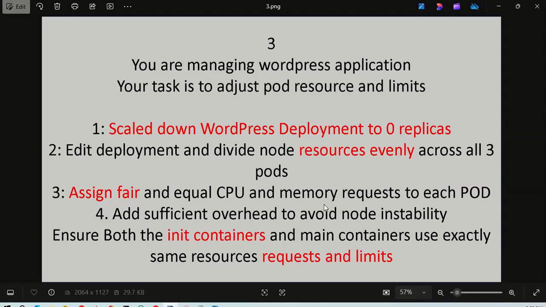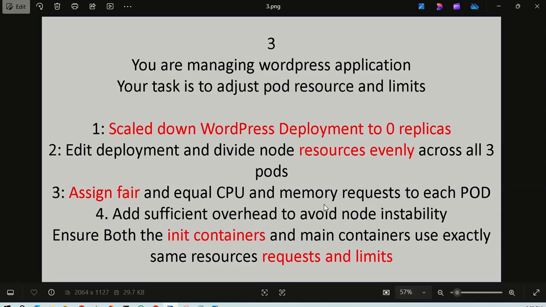So in the exam we will have only one node and a deployment with three pods, out of which two are already scheduled and one is pending. We have to schedule the other pod, the third one. That's the task. There will be a node with a particular amount of resources. We need to divide the resources in a way that all 3 pods get equal resources, and also the node should not become unstable. Nodes should not become not ready, right?